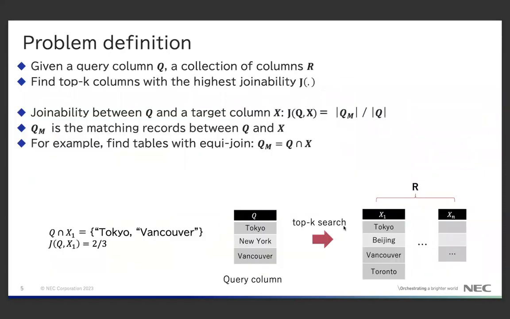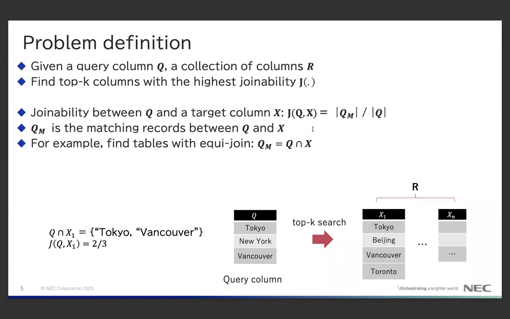Here are the details of the problem definition. Given a query column Q and a collection of columns R, the output is the top K columns with the highest joinability J. The joinability between Q and X is defined by the matching records: the number of matching records between Q and X, normalized by the size of Q.